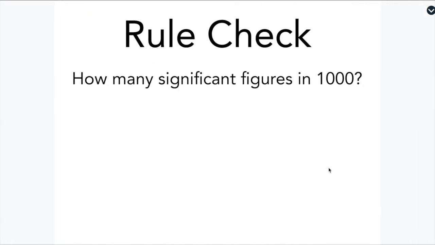How many significant figures in 1,000? Go ahead and take a guess. All right, 1,000 has 1 significant figure because there is no decimal point following the number. Therefore, the 1 is the only significant figure. These 3 zeros are ending zeros before a decimal point.